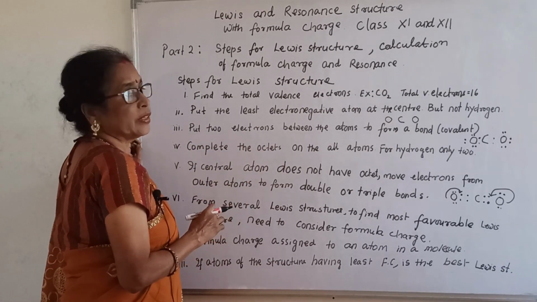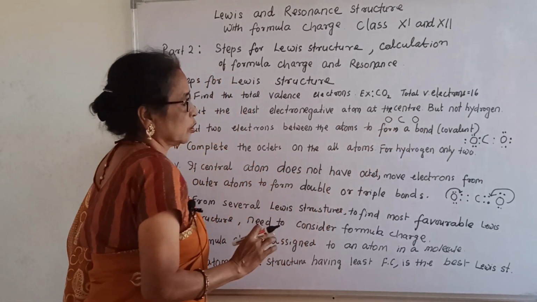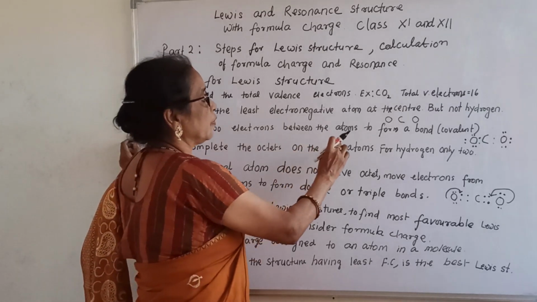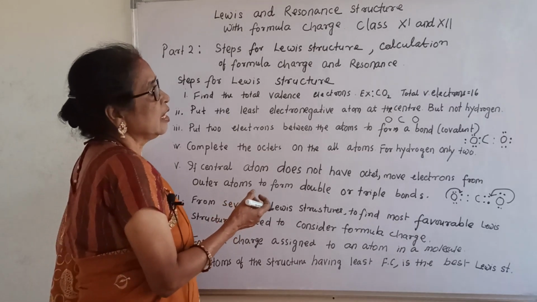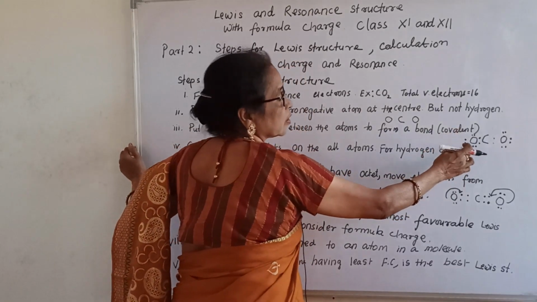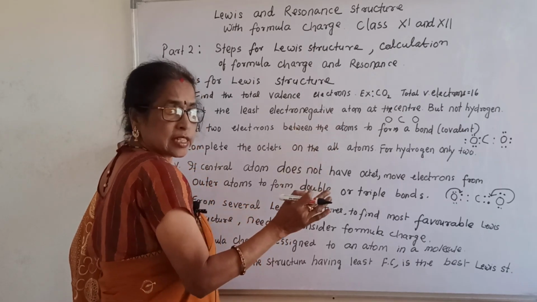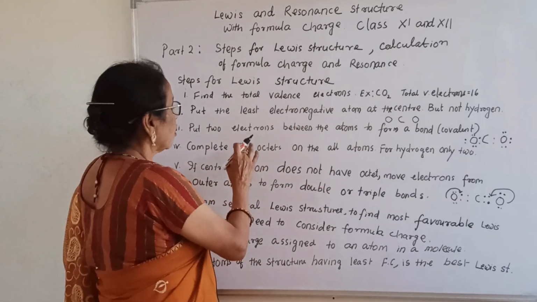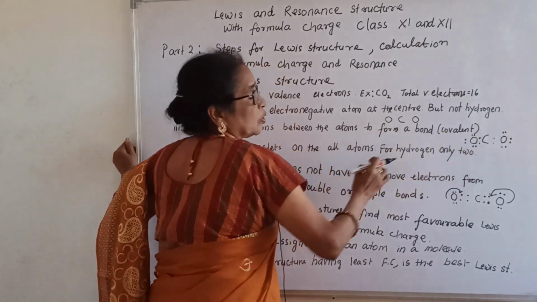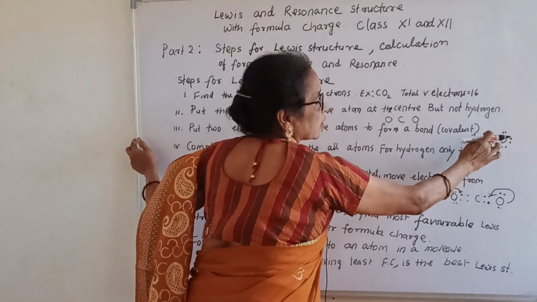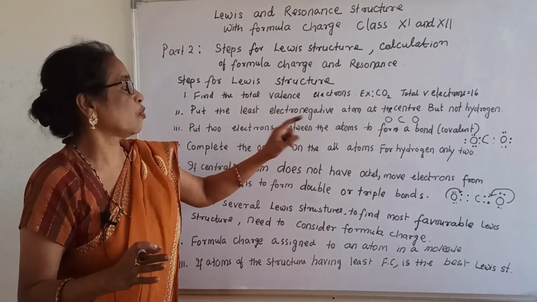Put 2 electrons between the atoms, here between carbon and oxygen, to form a bond. To form a bond means covalent bond, sharing of electrons. Here carbon has 4 electrons in the outer shell and oxygen has 6 electrons. Now I put 2 electrons between carbon and oxygen to form a bond, and 2 electrons between carbon and the other oxygen to form a bond.